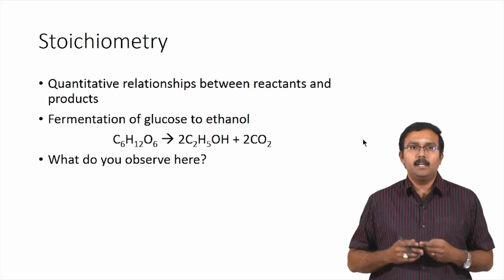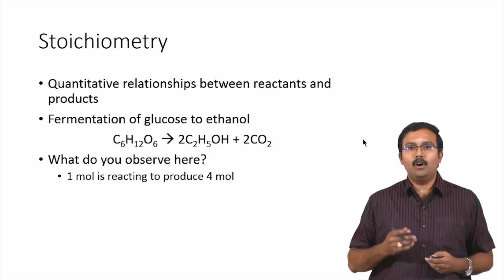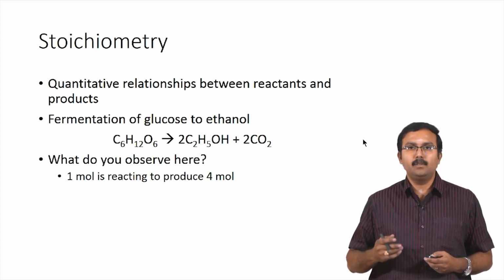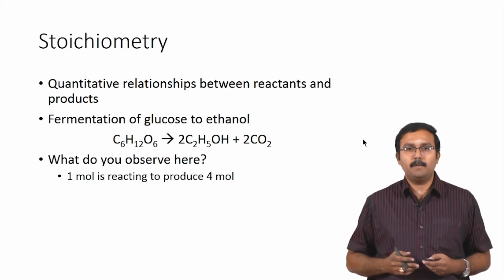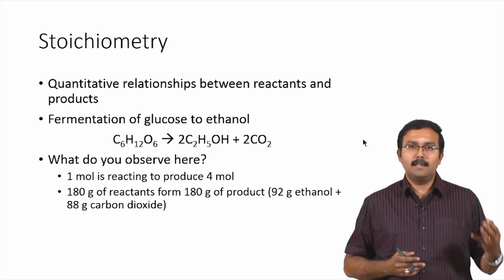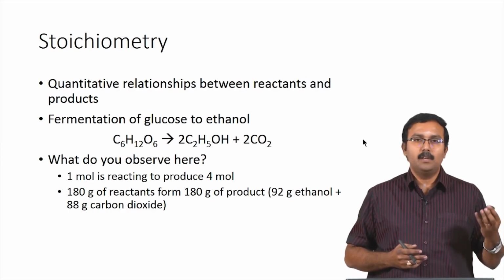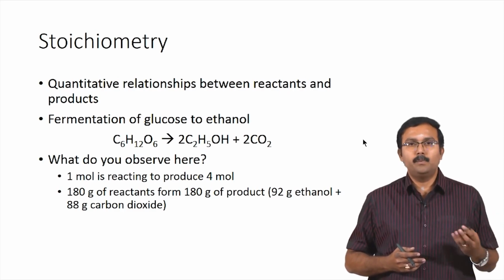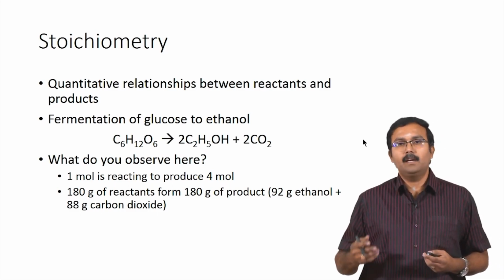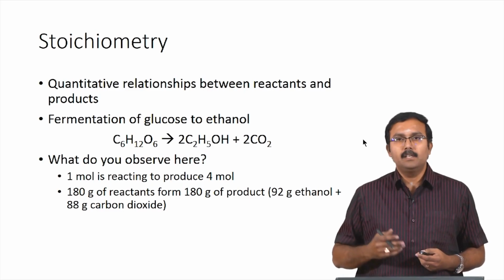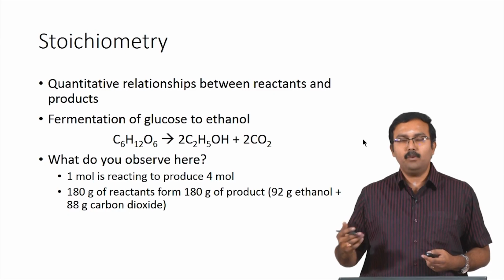What do you observe here? If you look at this equation carefully, you will see that 1 mole of glucose is reacting to produce 4 moles of products, which are 2 moles of ethanol and 2 moles of carbon dioxide. However, if you were to consider the mass, 1 mole of glucose, which would weigh its molecular weight, 180 grams, ends up forming 180 grams of product, which is 92 grams of ethanol and 88 grams of carbon dioxide.